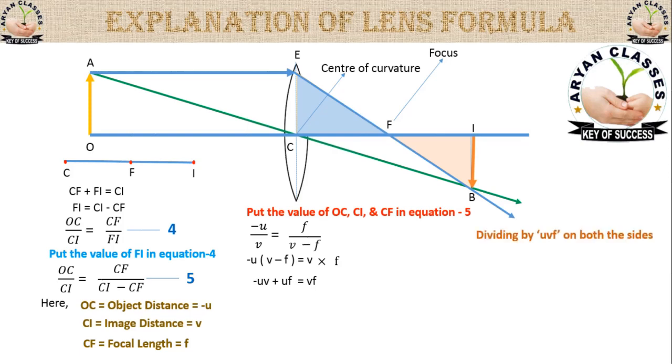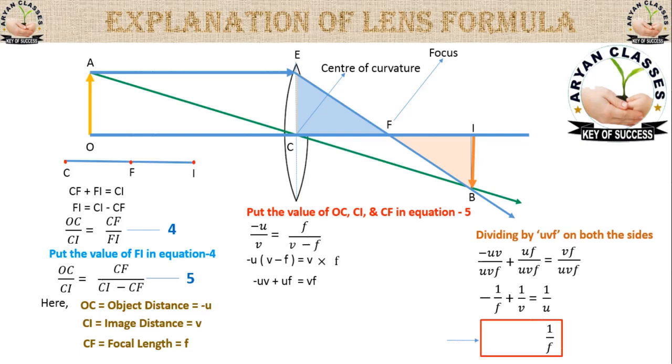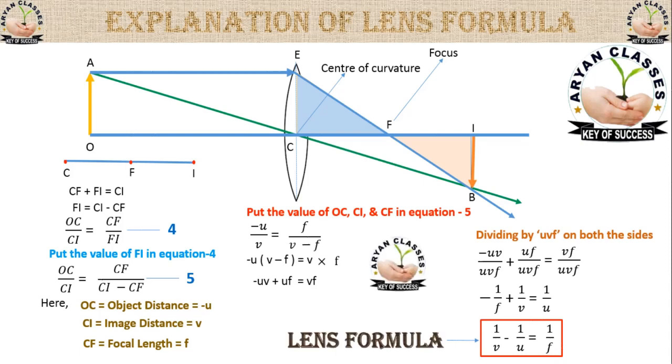Dividing by uvf on both sides, we get minus uv upon uvf plus uf upon uvf equals vf upon uvf. After simplification, we get minus 1 by f plus 1 by v equals 1 by u. After arranging this equation, we get 1 by v minus 1 by u equals 1 by f. This is the lens formula. Thank you.